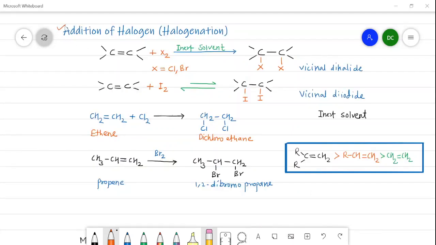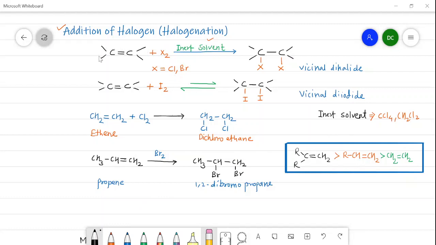Addition of halogen is also called a halogenation reaction. This reaction is carried out in presence of inert solvent. So first, what is meant by inert solvent? The solvents which are used in the chemical reaction, but they are not taking part in the chemical reaction, are called inert solvents. Basically CCl4, CH2Cl2, that is carbon tetrachloride or dichloromethane. This type of solvents are used as inert solvents.